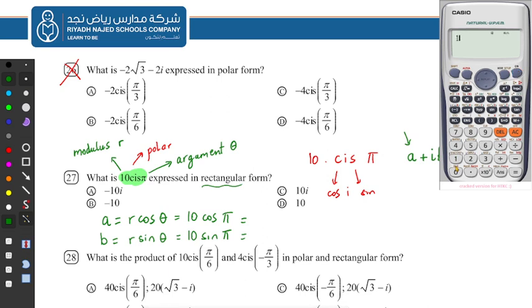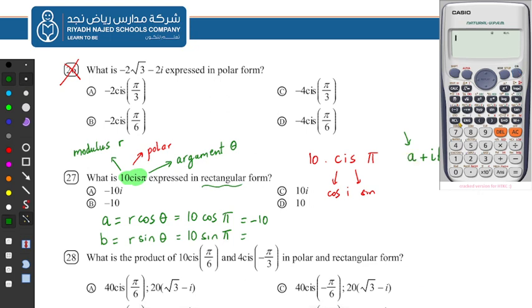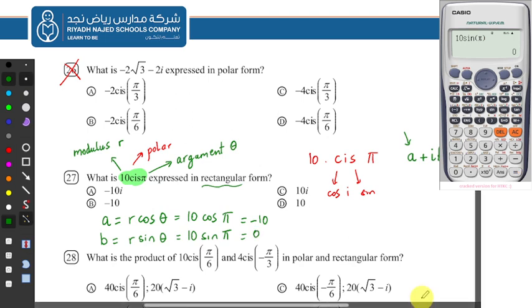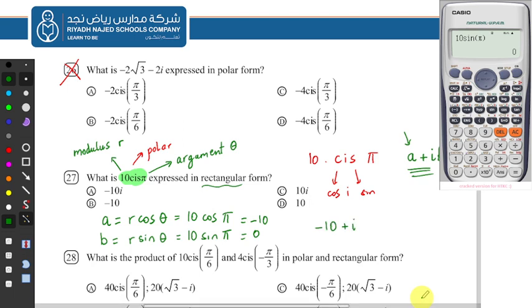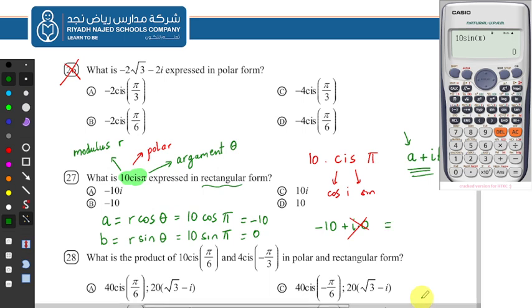So 10 cosine of pi equals -10. And then 10 sine of pi equals 0. So the rectangular form a plus ib is -10 plus i times 0, and i times 0 is just 0. So it will cancel, and you will get simply -10, which is answer B.